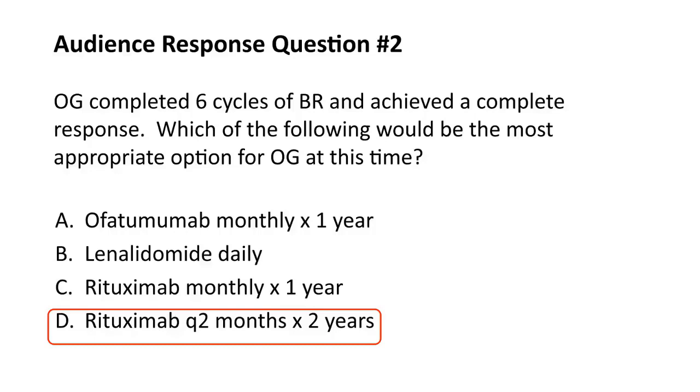The most appropriate answer here is answer D, rituximab every 2 months for 2 years. So there's no current recommendations for ofatumumab maintenance therapy. Likewise, for follicular lymphoma, there's no recommendation for lenalidomide as the maintenance therapy. So that leaves you with rituximab, and the recommended schedule is here, every 2 months for 2 years.